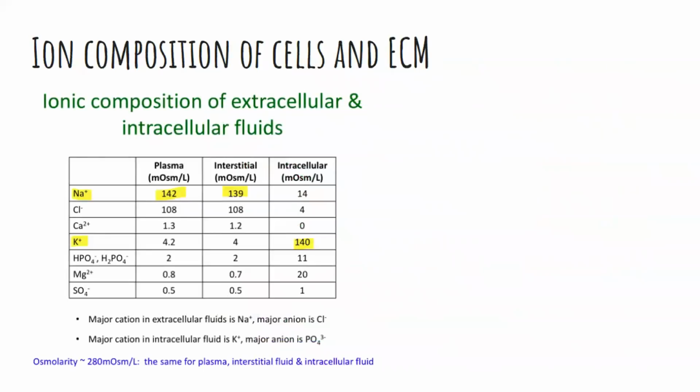Okay, so we'll start off by just talking about the extracellular matrix. So you've got your cations, and the major ones extracellularly are your sodium and your chloride. And then you've got your major cations inside the cell, and that's potassium. And the major negative one, obviously, phosphates. So the osmolarity is generally 280, and that's the same for your plasma.